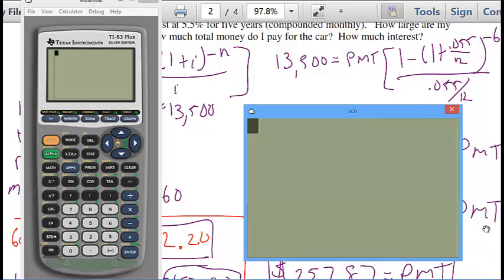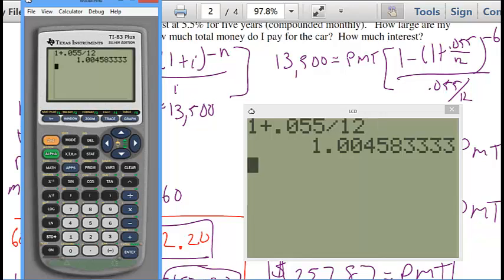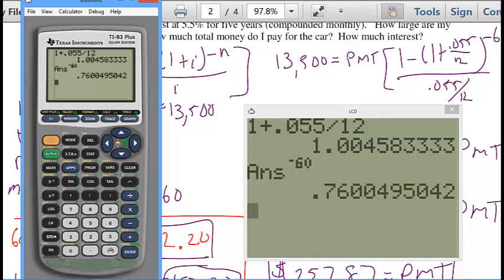So I'm going to start with the innermost parentheses, the 1 plus 0.055 divided by 12. 1 plus 0.055 divided by 12. Okay, and I'm going to raise that to the negative 60 power. And I want 1 minus that.